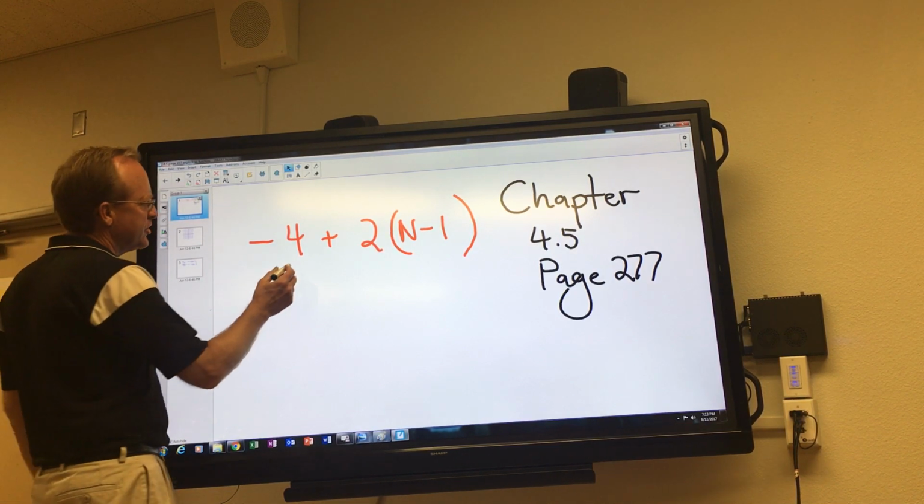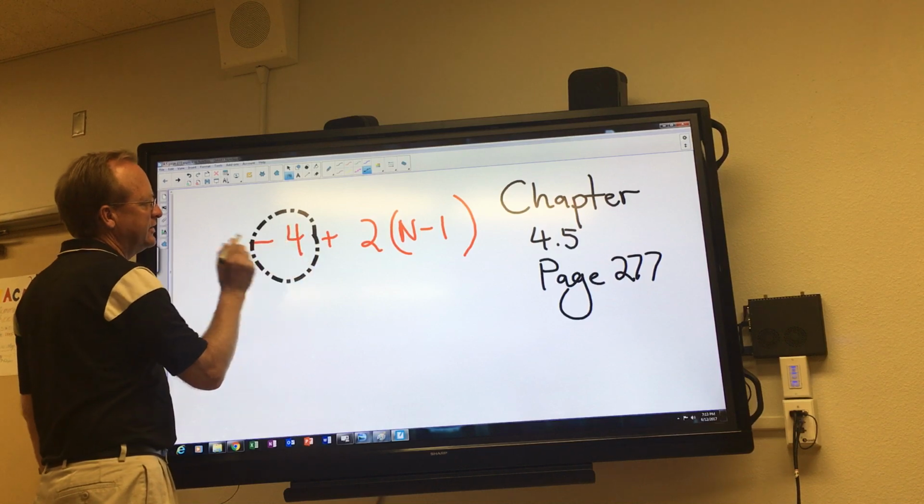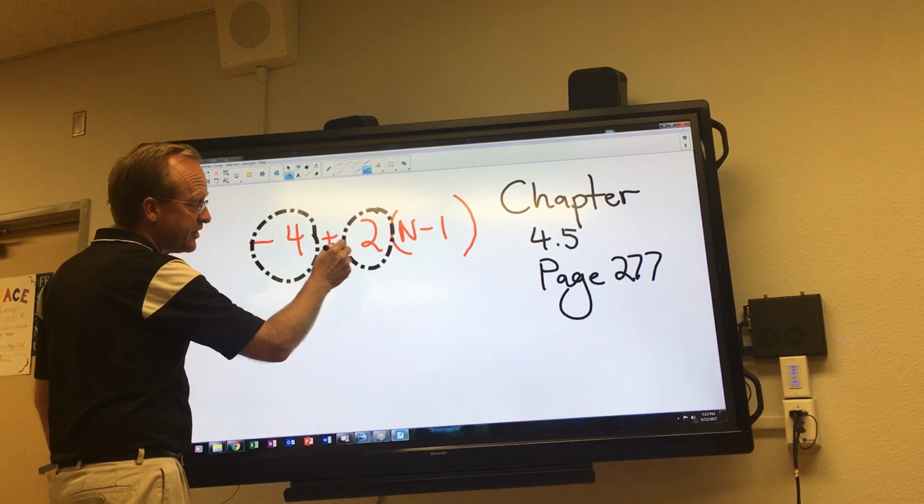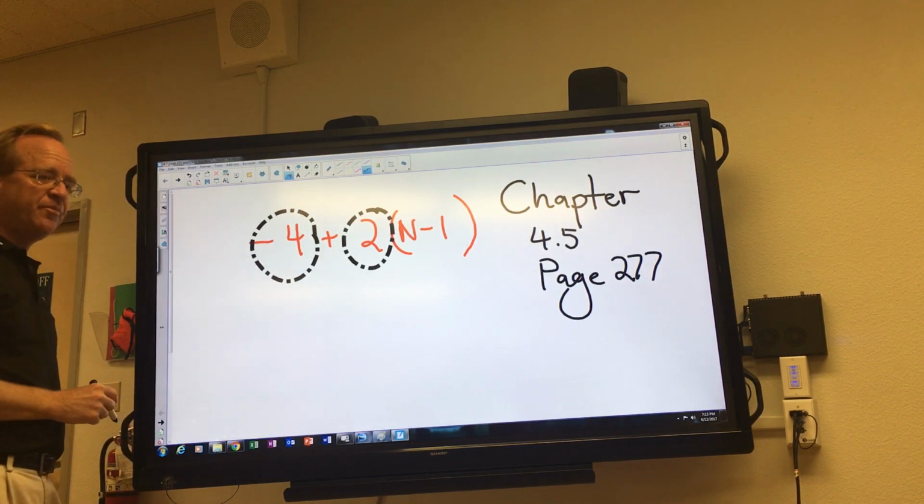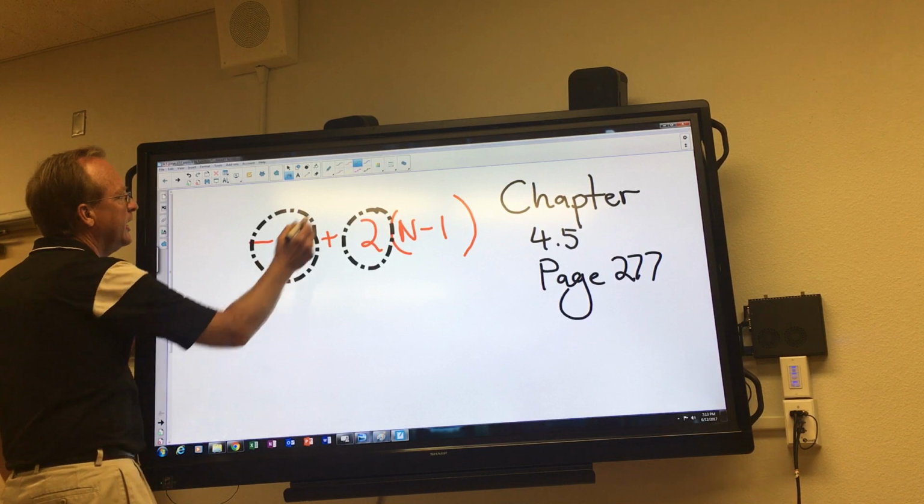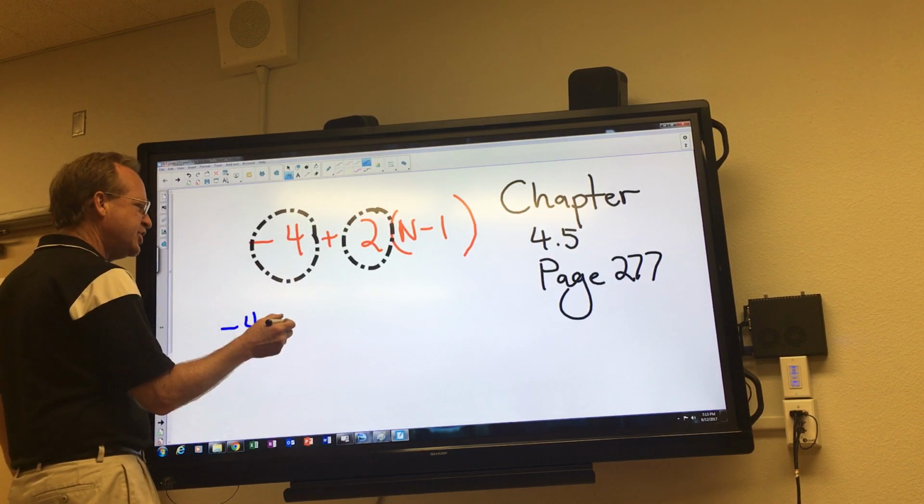We know that we're starting at -4. That's our starting position. We also know the common difference is +2 every time. So if we think about that for a minute, we can figure that we're going to start at -4, and every time we're going to add 2.